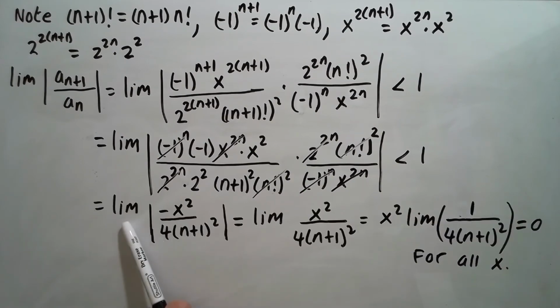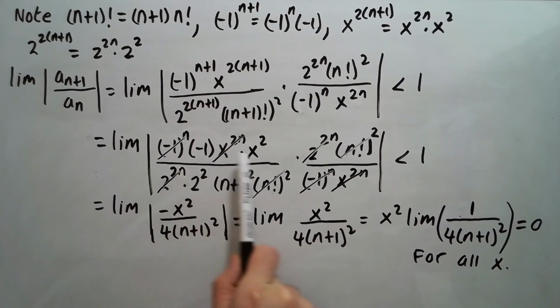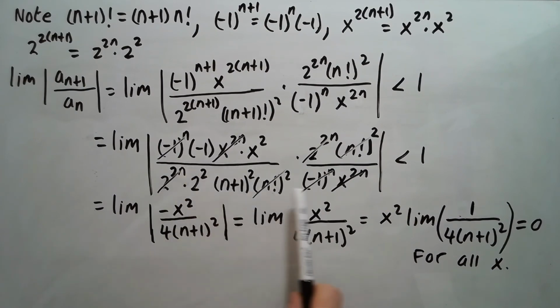So simplifying, we get the limit of the absolute value of negative x squared on top and 4 times n plus 1 squared on the bottom. The limit here, I'm not writing it, but n goes to infinity. The x is some fixed number, but n is going to infinity. Because the x squared is positive and the n plus 1 squared is positive, I can pull the x squared out because it's not part of the limit.